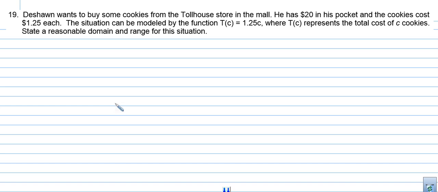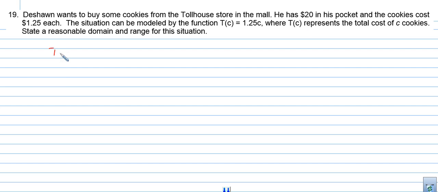So, Deshaun wants to buy some cookies. He has $20 in his pocket, and the cookies are $1.25 each. The situation can be modeled by the function here, where T of C represents the total cost of the cookies. C, cookies. State a reasonable domain and range for the situation.